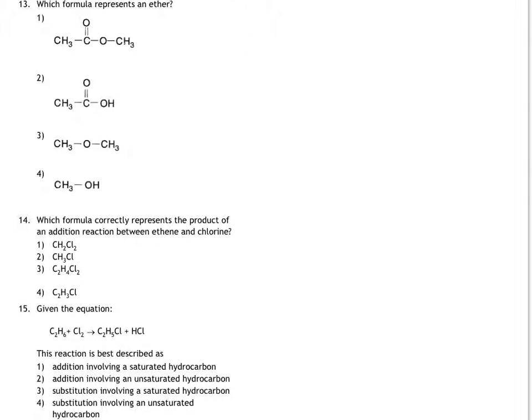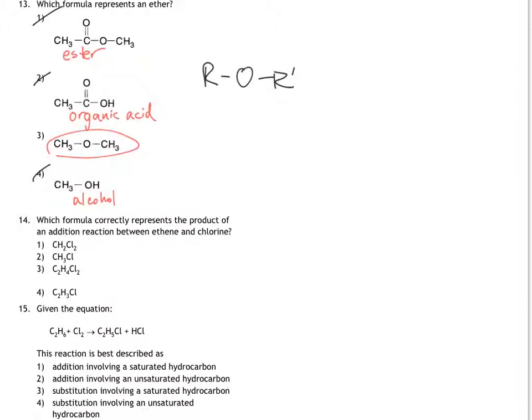13, which formula represents an ether? Ethers have the following formula, ROR prime, and that O in the middle is the oxygen bridge. This would not be choice 1 or choice 2. Choice 1 is an ester. Choice 2 is an organic acid. It also would not be choice 4 because choice 4 is an alcohol. Instead, it would have to be choice 3 because ethers have the oxygen bridge in between the two R groups.